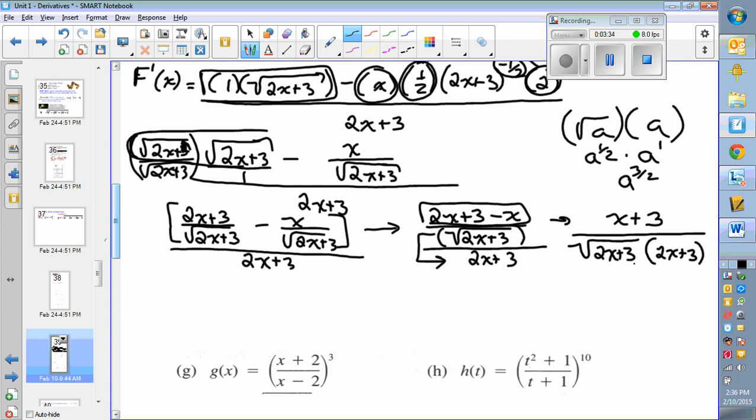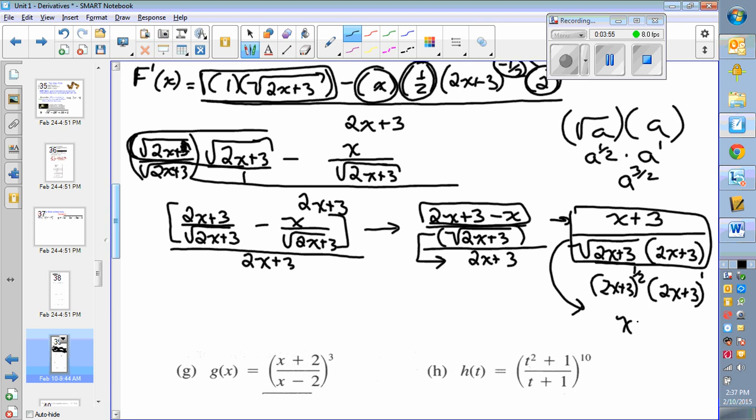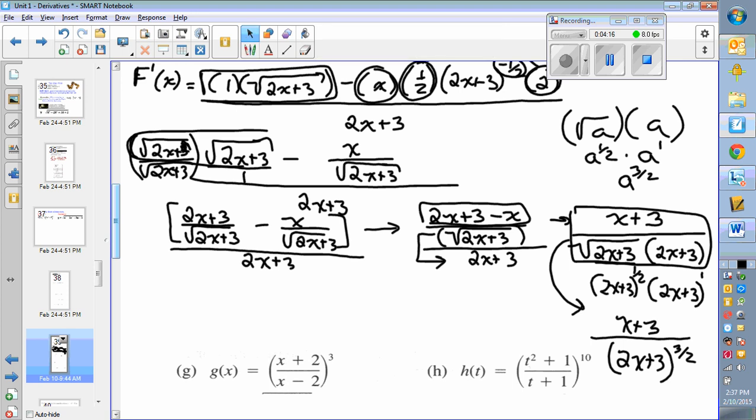I think we're going to do the same thing here. You have 2x plus 3, which is 2x plus 3 to the 1/2 power, times 2x plus 3 to the 1. And when you combine those, I'll rewrite this as really just x plus 3 over 2x plus 3 to the 3/2. There's positive exponents, no other radicals. You know you could rewrite that at the bottom as 2x plus 3 square root and then cubed. But that's pretty good right there. We'll leave it that way.